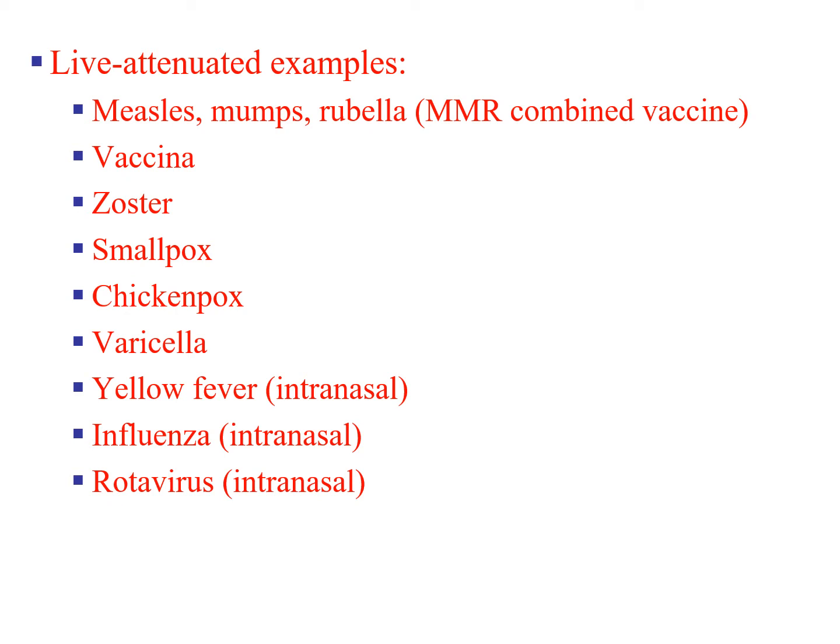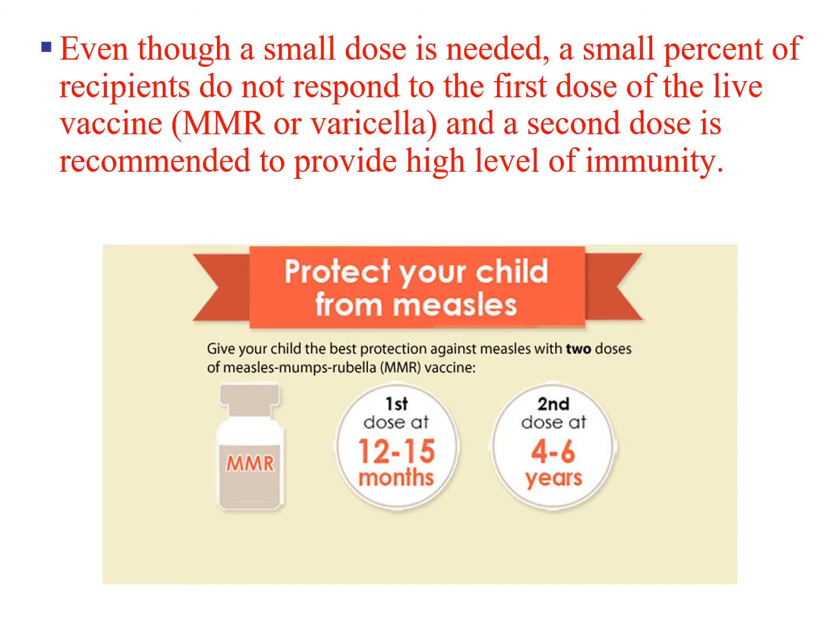Here are some examples of live attenuated vaccines. Even though a small dose is needed with attenuated live vaccines, a small percent of recipients do not respond to the first dose of the living vaccine, and a second dose is recommended to provide high levels of immunity. This is seen in a few of those live attenuated vaccines, and one example is the MMR vaccine.